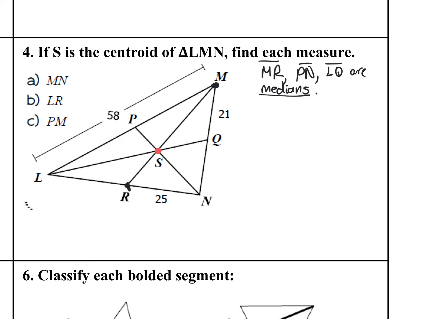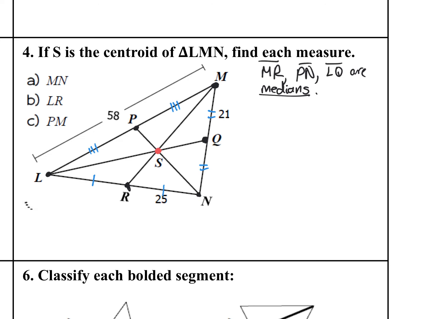Therefore, since R is the midpoint of LN, I can say that LR is congruent to NR. Then I have vertex to midpoint. Since Q is the midpoint of MN, I can conclude that MQ is congruent to NQ. And since PN goes from vertex to midpoint, and P is the midpoint of ML, I can conclude that MP is congruent to LP.